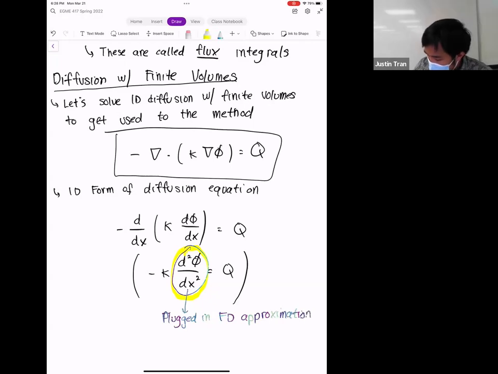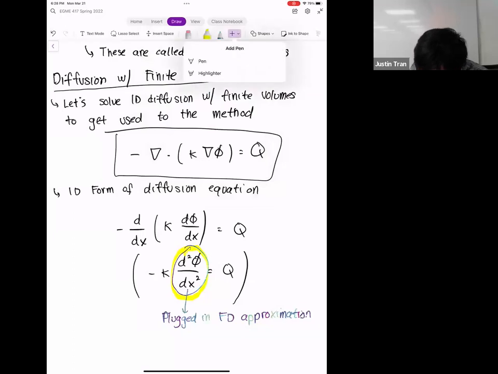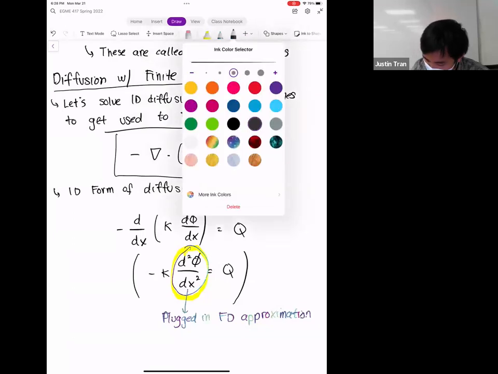Oh man, I'm tripping on balls. My pen is multicolored now. Holy shit. There we go.